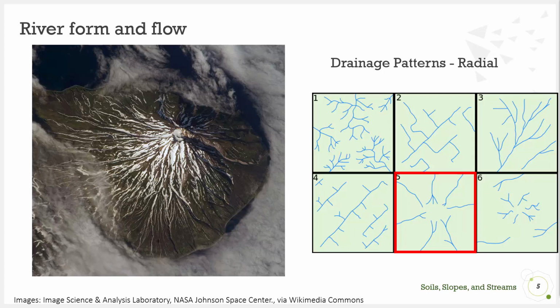A radial pattern like the one seen on this volcano in Russia forms where streams flow off a central high point. Importantly, each of these patterns is largely a reflection of the underlying tectonic conditions or geologic structures, which is why you can imagine that drainage patterns are so diverse across Earth.